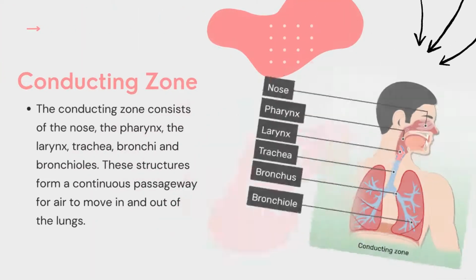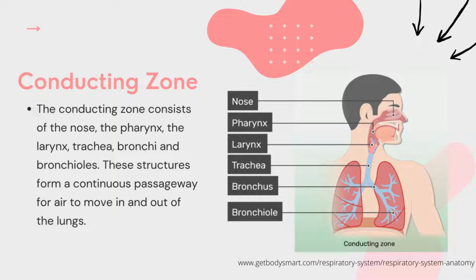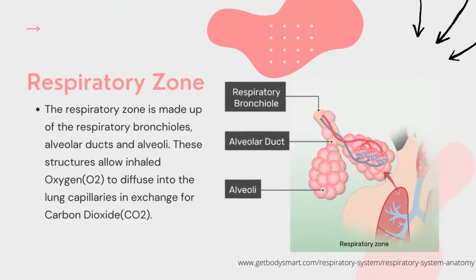The conducting zone consists of the nose, the pharynx, the larynx, the trachea, bronchi, and bronchioles. These structures form a continuous passageway for air to move in and out of the lungs. The respiratory zone is made up of the respiratory bronchioles, alveolar ducts, and alveoli. These structures allow for inhaled oxygen to diffuse into the lung capillaries in exchange for carbon dioxide.